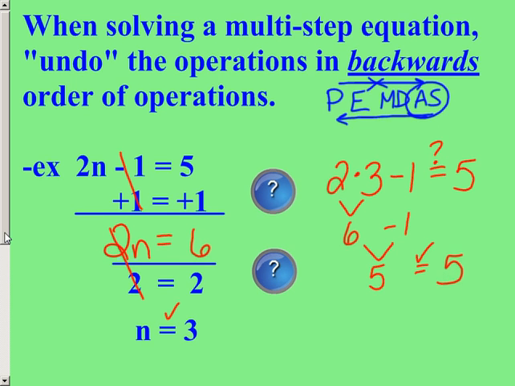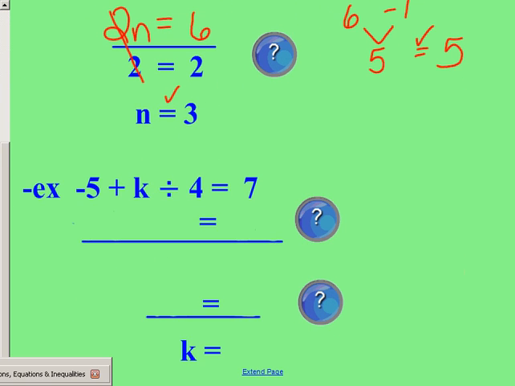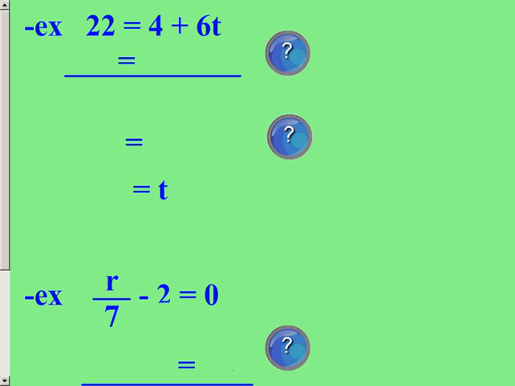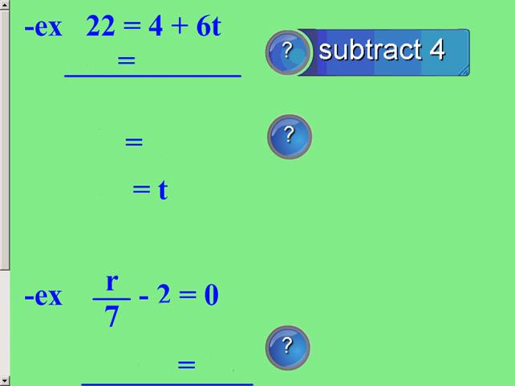Let's look at another example: 22 equals 4 plus 6t. Looking at that, we have an addition, the plus 4, and we have a times 6. With order of operations backwards, we're going to get rid of additions and subtractions first. So we need to start by subtracting 4 from each side of the equation.